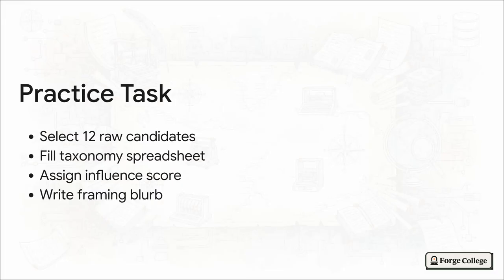To get there, just block out about 20 to 30 minutes for this homework. Select your 12 raw candidates, fill out your taxonomy spreadsheet with the mechanism and context tags, give them that initial 1 to 10 influence score to help guide your deeper research later. And then, write a single-sentence framing blurb connecting the innovation back to your thesis. Do this, and you'll have a tangible, highly organized map ready to go before we move forward.